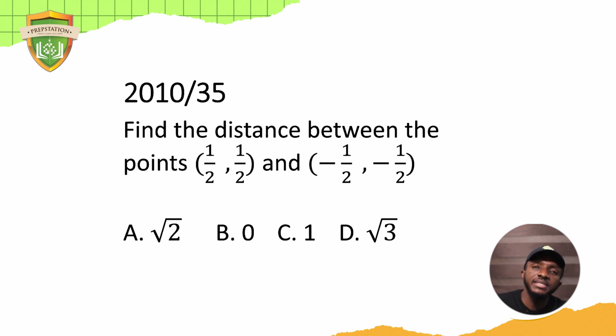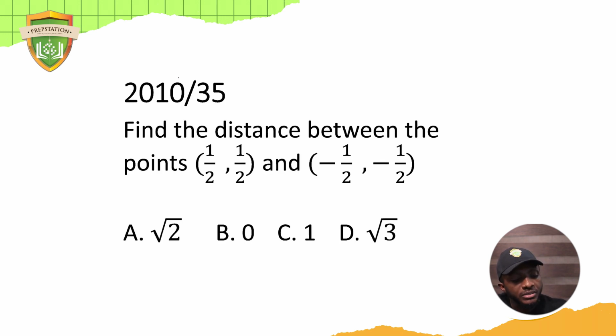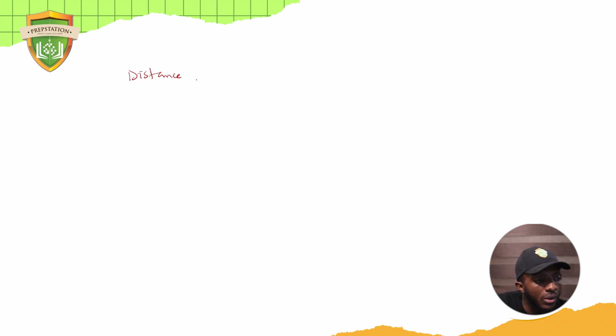Now, this is a question on coordinate geometry. It says calculate the distance between the points. Now, please take note as we make progress. This is very key. You want to write down somewhere. It says we should find the distance between 2 points. Now, distance between 2 points, there's a formula to that.